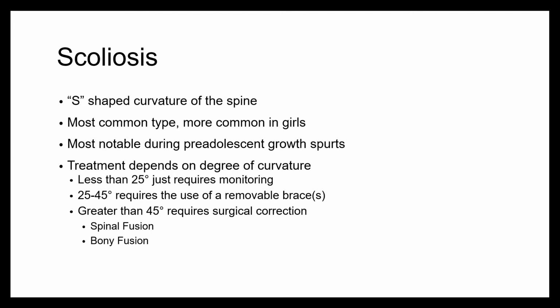Signs and symptoms of scoliosis may include uneven shoulders or waist, one shoulder blade that appears more prominent than the other, one hip that appears higher than the other, and oftentimes clothes not fitting correctly.